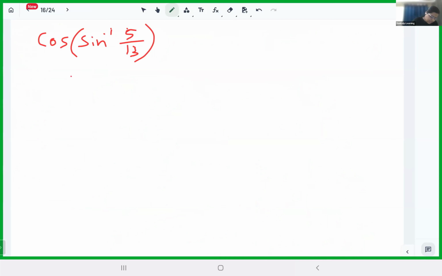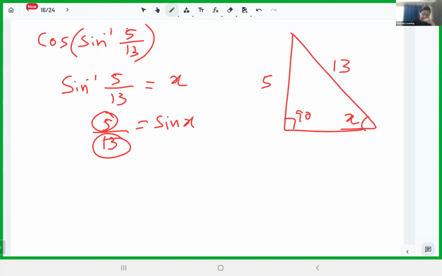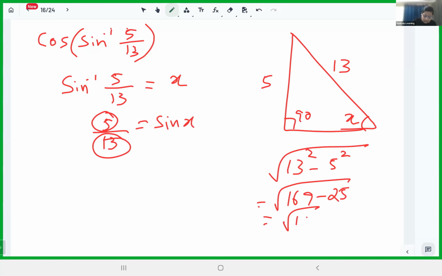Again, if sine inverse of 5 by 13 is x, 5 by 13 can be written as sine x. So if you construct a triangle like this, this is 90 degrees and let this be x. The opposite side is 5 and hypotenuse is 13. How will you find the third side? Root of 13 square minus 5 square, that is root of 169 minus 25, root 144, that is equal to 12.